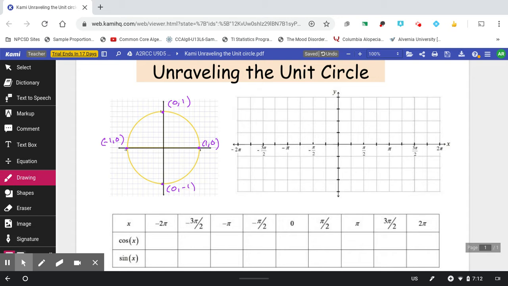This is going to be 0, and we're going to work in radians because normally graphs are in radians. So this is 0 radians. And then this would be pi over 2 radians. And here we have pi radians, 3 pi over 2 radians, and 2 pi radians.